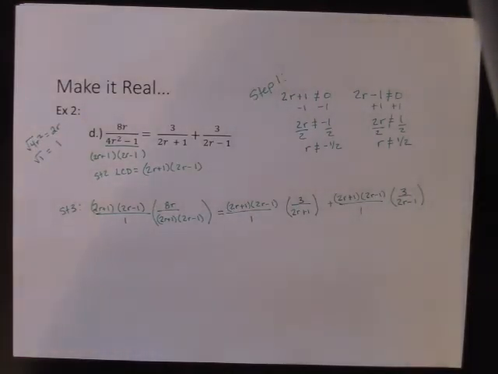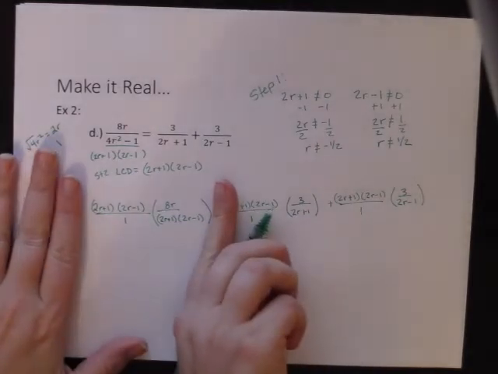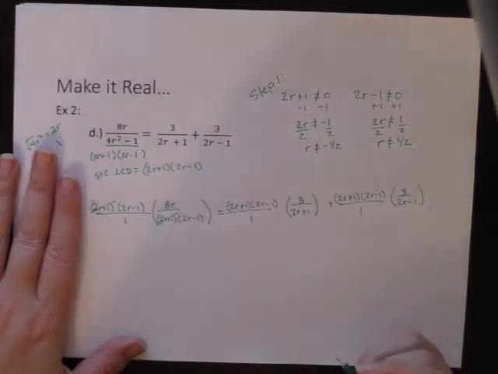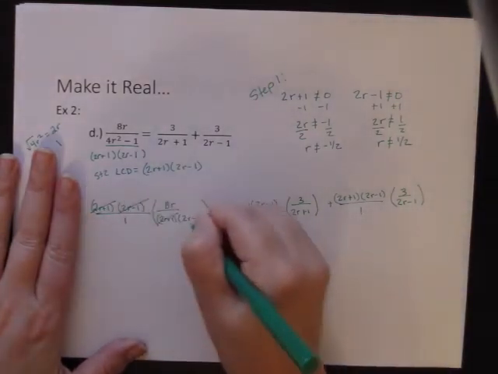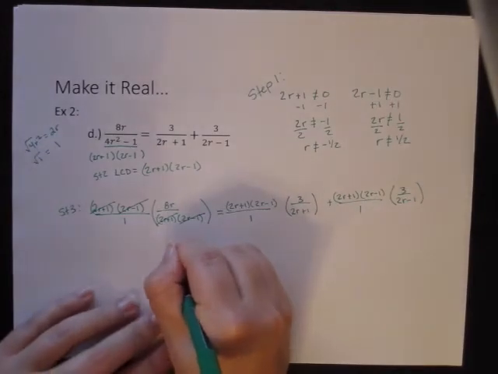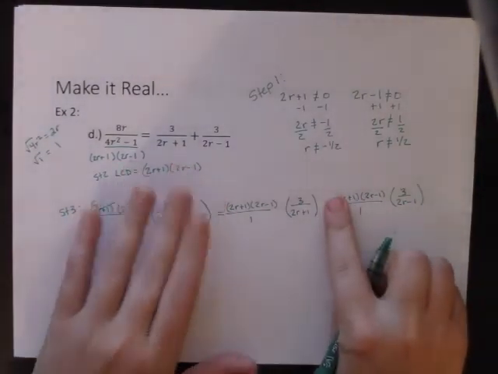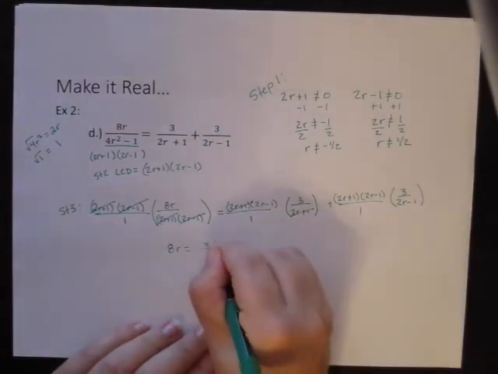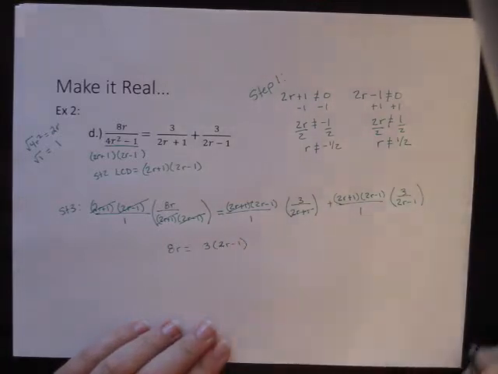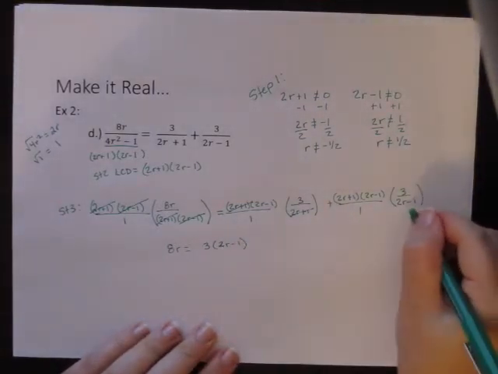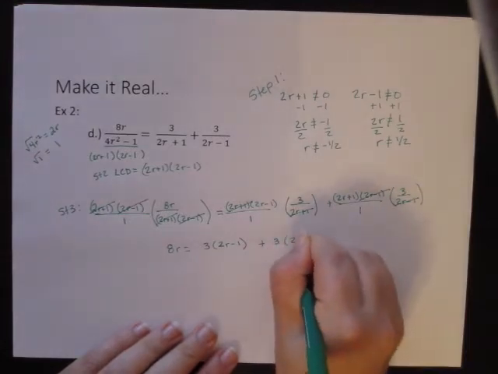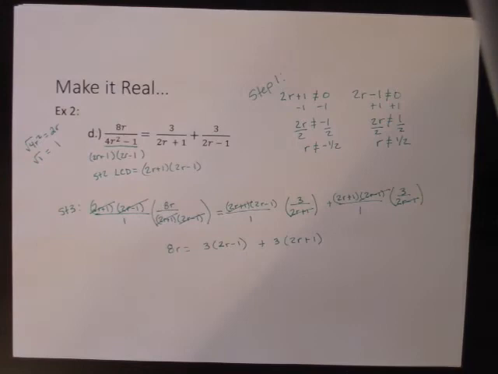Okay, so now we're going to look to cross cancel. If I'm just looking at these two rational expressions, I see that the 2r plus 1s cancel out and the 2r minus 1s cancel out, which would just leave me with 8r. For the second rational expression, I see the 2r plus 1s cancel out, which leaves me with 3 times 2r minus 1. And for the last one, the 2r minus 1s cancel out, and I'd go plus 3 times 2r plus 1. Okay, so now all I've got to do is solve this.